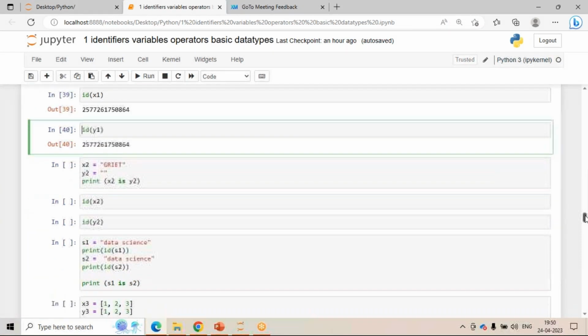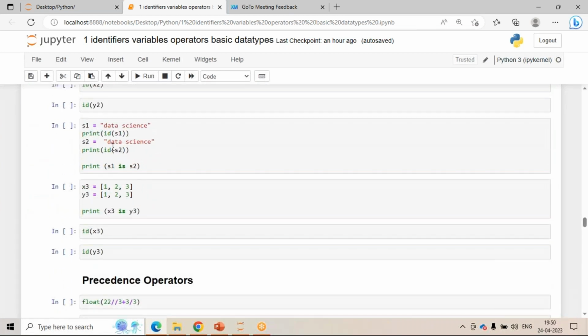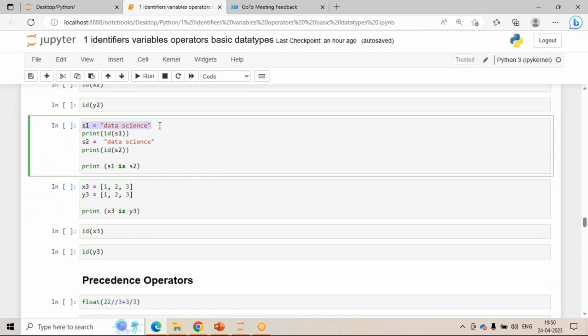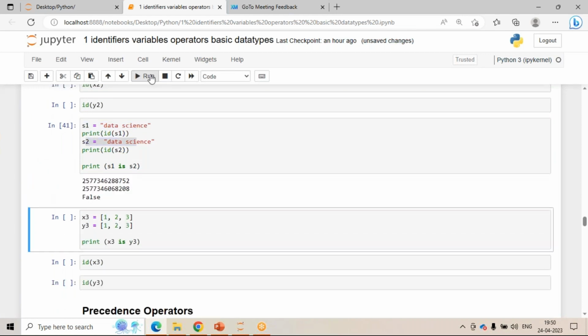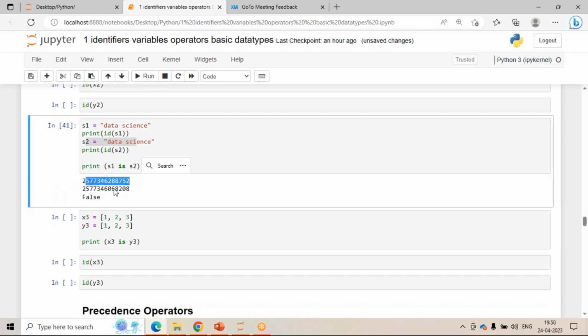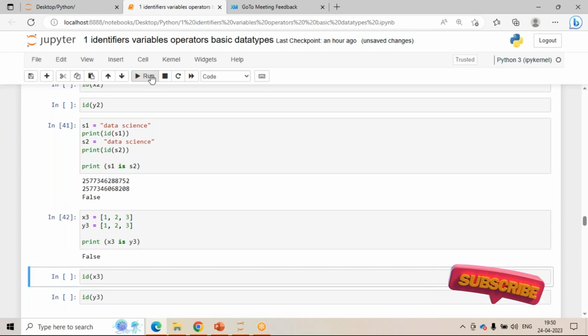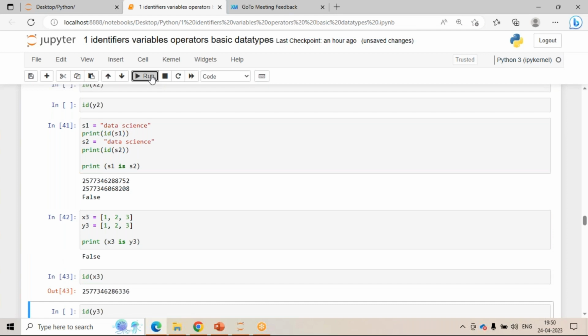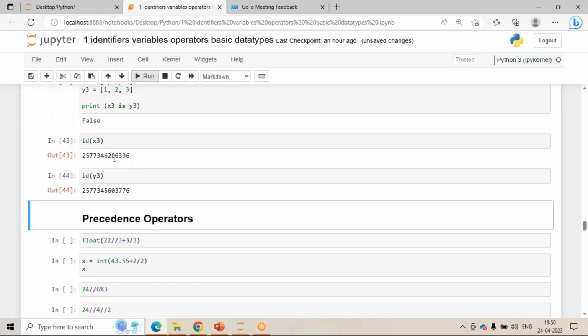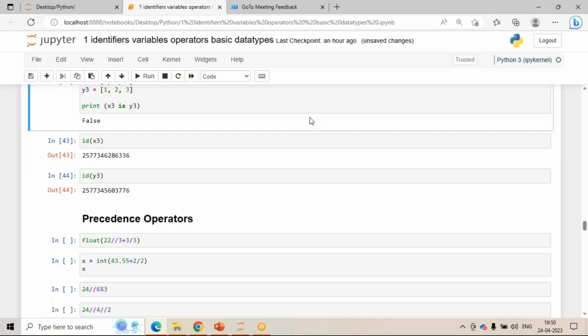Now, this case will be false for strings. Please look at here and understand carefully. s1 equal to data science, s2 equal to data science. It is going to return false because the id of s1 is different from the id of s2. If the id of s1 is the same as s2, then only I'm going to return true, else it returns false. Is it okay? Now I'll test one more example, x3 and y3. Look at here, false, because the x3 id is different from the y3 id. I hope it is clear for everyone.